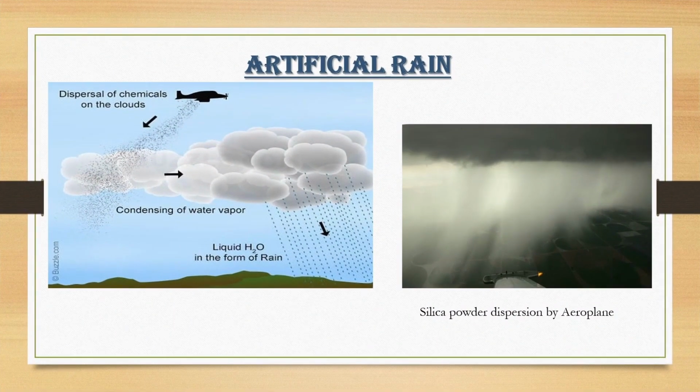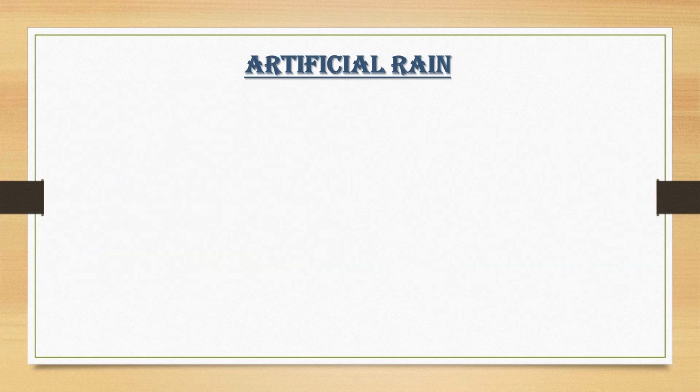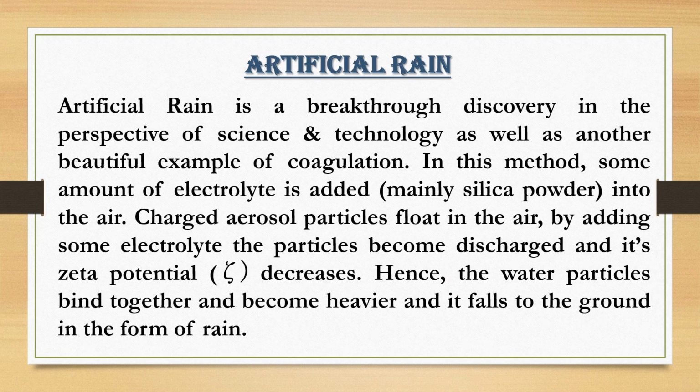Now the fourth example is artificial rain. It's a very popular example and it was a breakthrough discovery. Artificial rain is a breakthrough discovery from the perspective of science and technology, as well as another beautiful example of coagulation. In this method, some amount of electrolyte, mainly silica powder, is added into the air. Charged aerosol particles float in the air. By adding some electrolyte, the particles become discharged and their zeta potential decreases. Hence, the water particles bind together, become heavier, and fall to the ground in the form of rain.